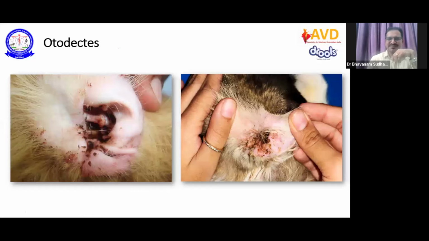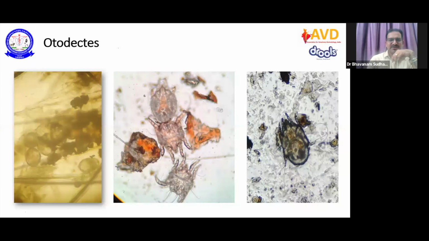Next is otodectes. Here we collected the swab from the ear, that is the sample material. We are going to see different stages here. Eggs are there, within the different stages. You are going to see circumvention material within the borders. These are the adult mites, where you are going to see male and female together like this.